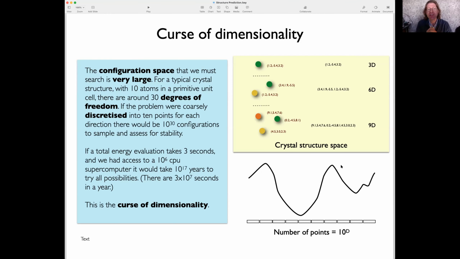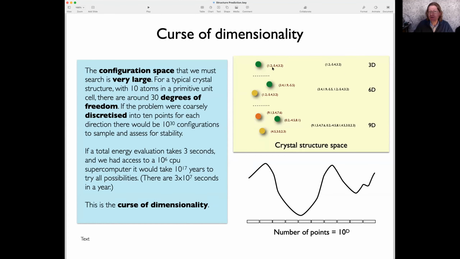So the key issue here is this curse of dimensionality. It's the fact that as you try to explore high dimensional parameter spaces, the volume becomes very, very large very quickly. It becomes exponentially large with the number of dimensions. So here's just to make it concrete.